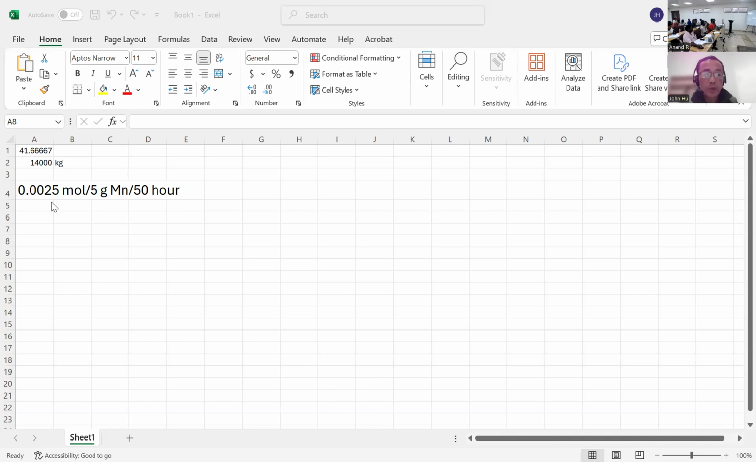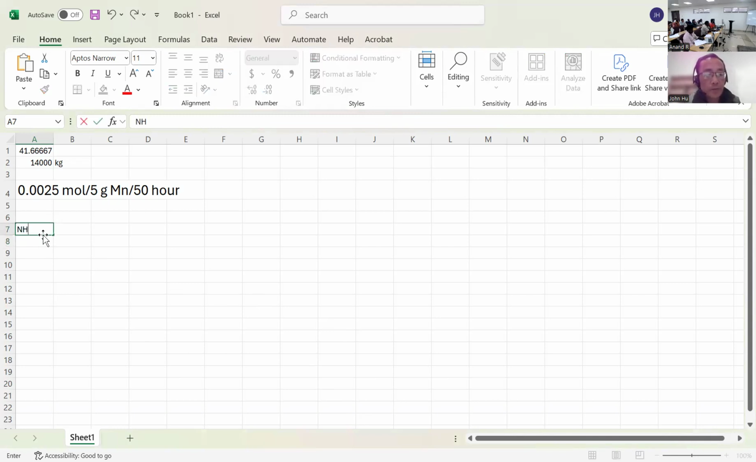So this is very important data. 0.0025 mole, 5 gram manganese, 50 hours. I'm converting now, step by step. So first I want to turn this 0.0025 mole into the weight of ammonia. What is the ammonia molecular weight? 17, all right? Yes. Makes sense. So 0.0025 mole times 17, they become this gram.